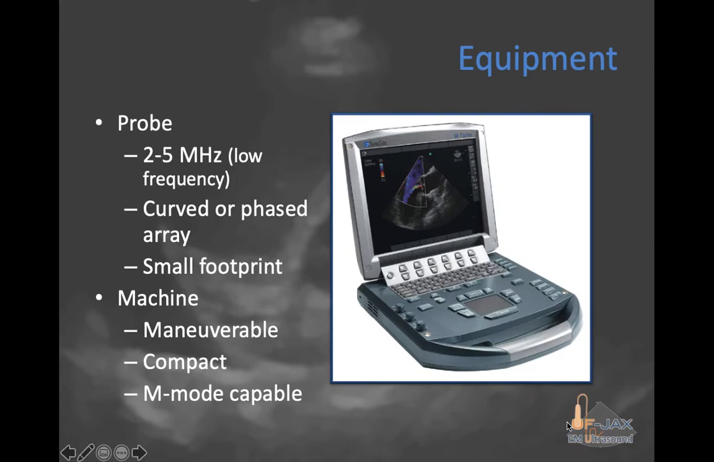To perform a FAST exam, you'll need an ultrasound machine with a low-frequency probe that will allow you to visualize deeper structures in the abdomen. Ideally, the ultrasound machine should be portable or at least maneuverable in a possibly crowded trauma bay.